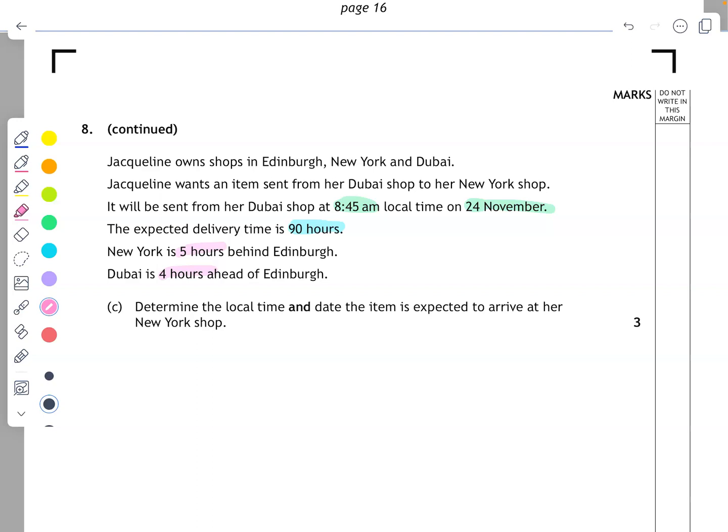Now, there are different ways of doing this. What I'm going to do is show you what I think is the quickest way. But the beauty of maths is that there's lots of different ways you can do it. What I'm thinking, first of all, is, if New York is 5 hours behind Edinburgh and Dubai is 4 hours ahead of Edinburgh, what's the time difference between New York and Dubai? Well, New York is going to be 9 hours behind Dubai. Another way to think about it, Dubai is 9 hours ahead of New York.